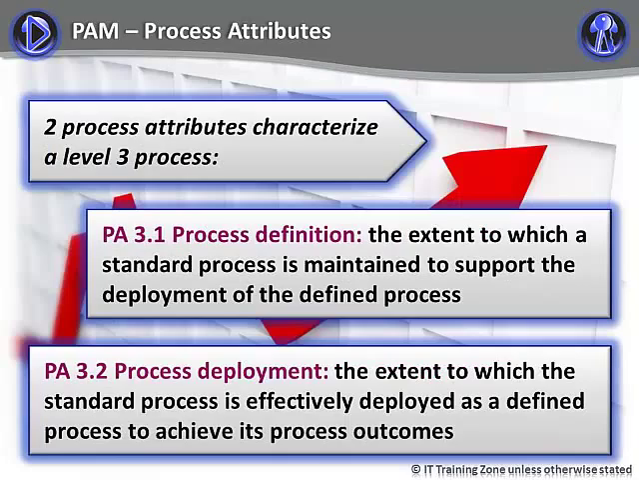Two process attributes characterize a Level 3 process. PA 3.1 Process Definition. A measure of the extent to which a standard process is maintained to support the deployment of the defined process. PA 3.2 Process Deployment. A measure of the extent to which the standard process is effectively deployed as a defined process to achieve its process outcomes.